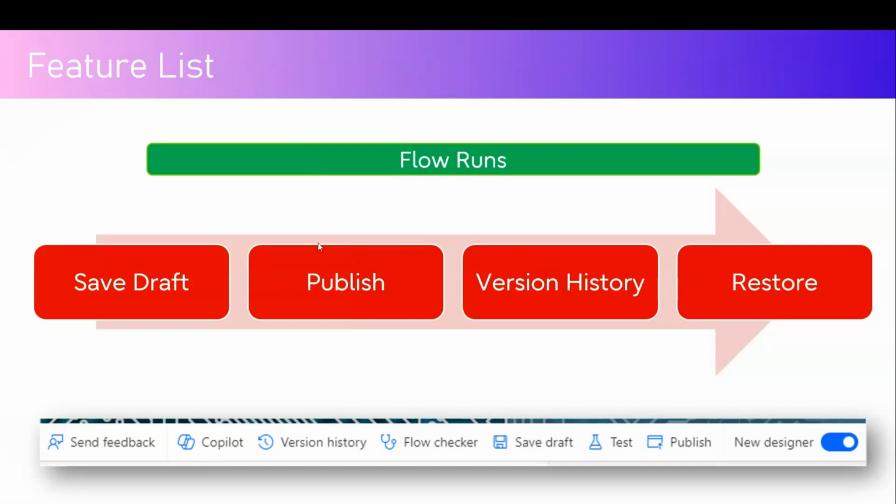Then you can view all the published Power Automate flows by tracking down to the version history, and then you have an ability to restore the older version of the flow which you have authored. So I'm going to go through all these things in this video.